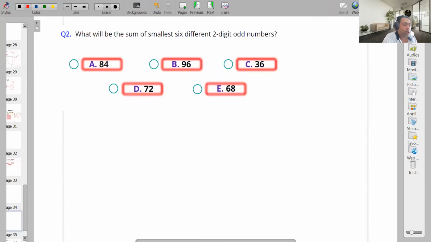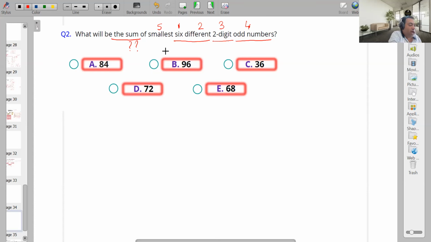Question 2. What will be the sum of smallest 6 different 2-digit odd numbers? So the question has got many conditions. We have to find the sum. We are looking for the sum of 6 numbers, so there is condition 1. Condition 2, they are all different. Condition 3, they are 2-digit numbers, and they are also odd numbers. And another condition, which is smallest. So there are 5 conditions altogether.